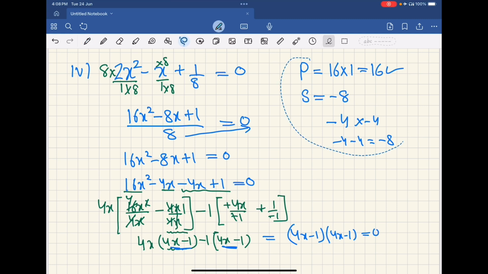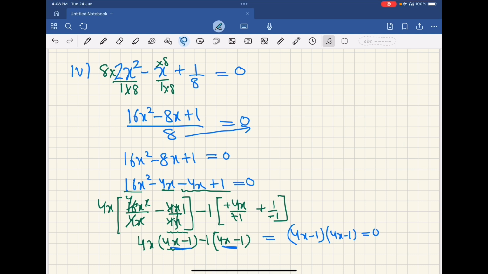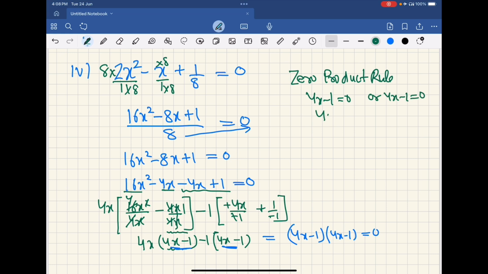Now what will we do? We will use zero product rule. So let us quickly write, let me use a different color. So I'm saying using zero product rule, 4x minus 1 is 0 or 4x minus 1 is 0. So 4x equals 1, x equals 1/4, which we will get from the other factor as well. So what are the roots? 1/4 and 1/4.